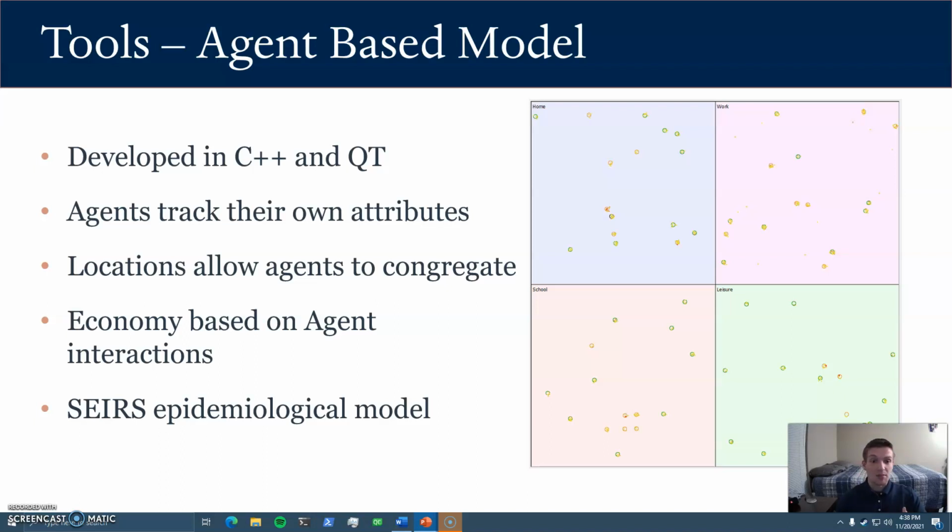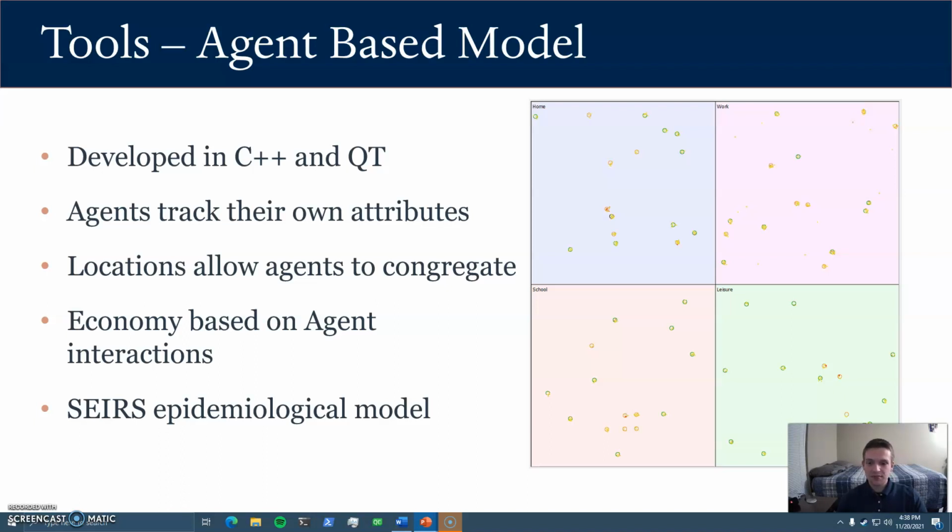And then there's an economy built into this model as well. Agents are able to gain or lose wealth depending on which location they're at. And it's really just the simple interactions between agents that are able to build a complex economy, which is really one of the advantages of an agent-based model. You're able to observe economic growth, economic downturn, all of these really complex processes, even with just a simple model like this.